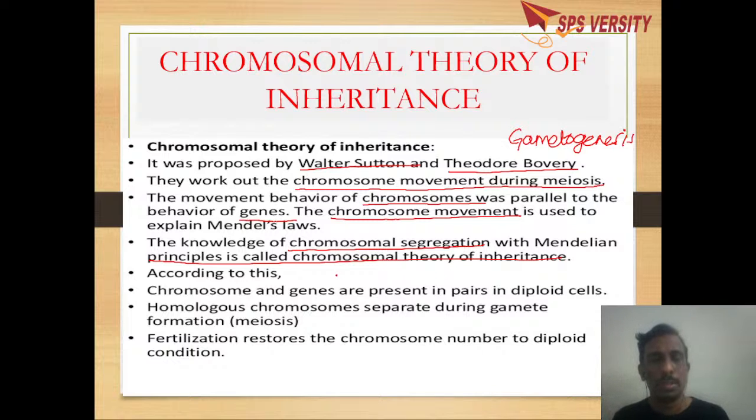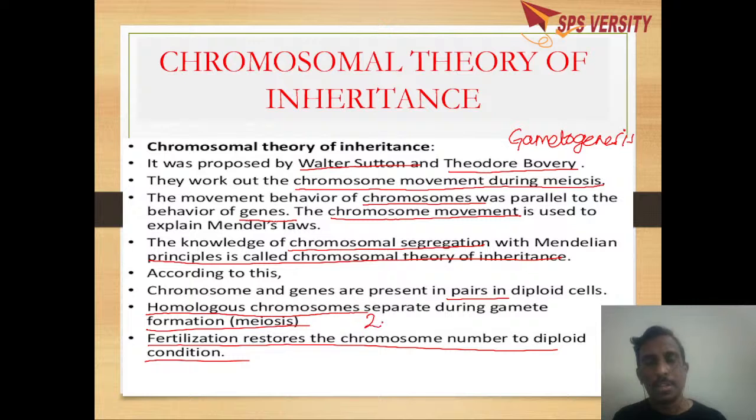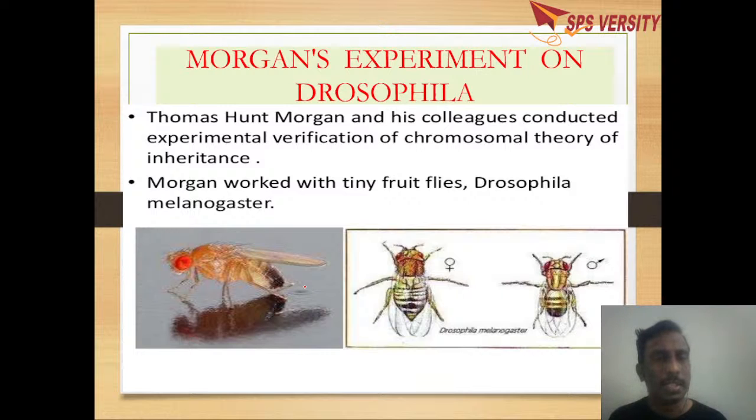So what does the chromosomal theory of inheritance say? Chromosomes and genes both are present in pairs, like homologous chromosomes, which separate during formation of gametes. And after fertilization, it comes back to the diploid stage, that is haploid is converted into diploid. During gamete formation, diploid cells form haploid cells. During fertilization, haploid cells combine and form diploid cells, which is the opposite process. So the proposal is that chromosomes and genes occur in parallel, and they get separated during the segregation of chromosomes.